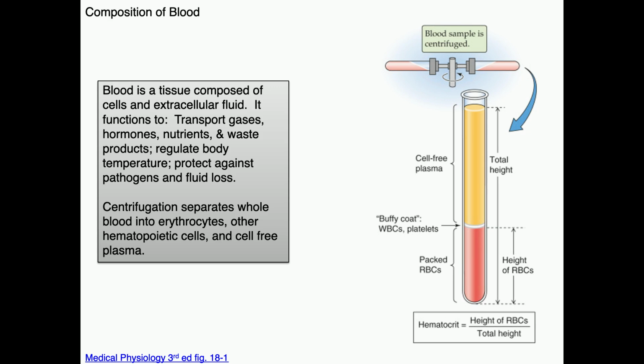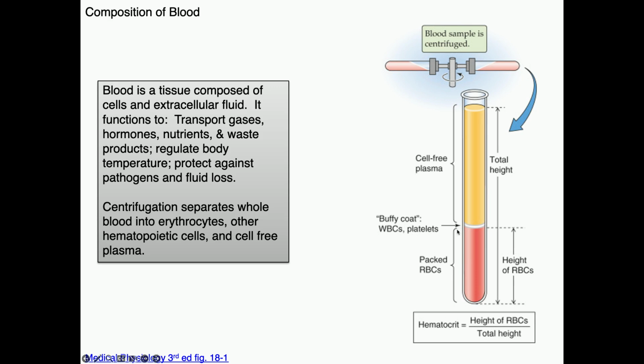Okay, let's see. Oh yeah, the buffy coat here. This is the cellular portion of your blood that is not red blood cells. So the red blood cells are more dense than the other cell types, and they're going to be at the bottom of the centrifuge, and then your platelets and white blood cells and what have you are going to be a layer on top of the red blood cells.